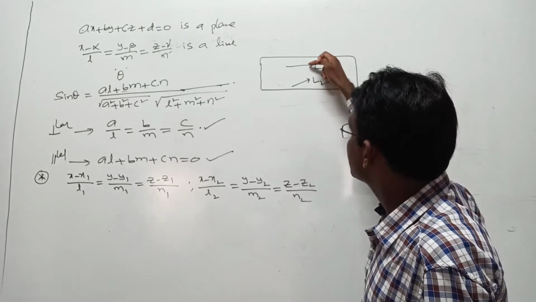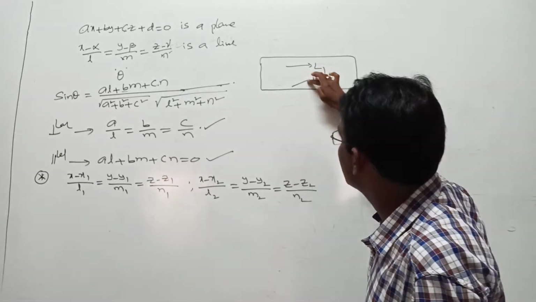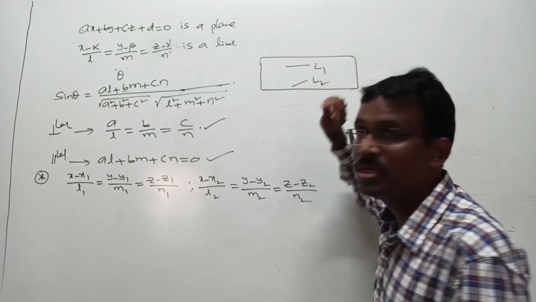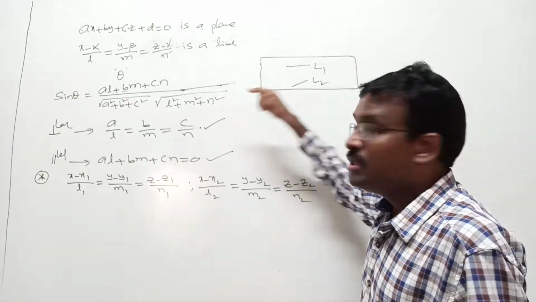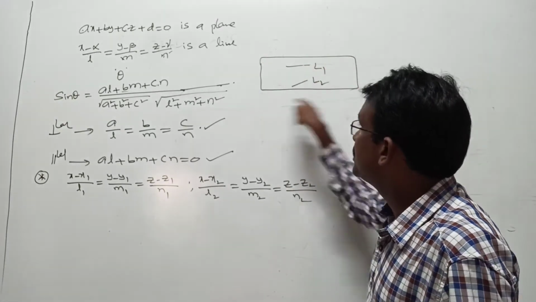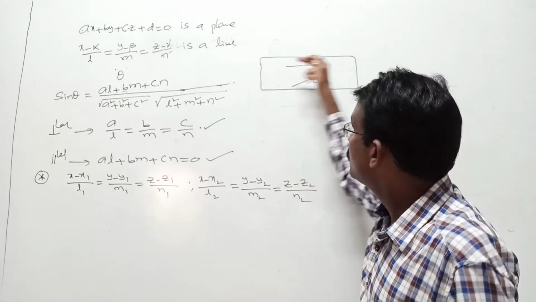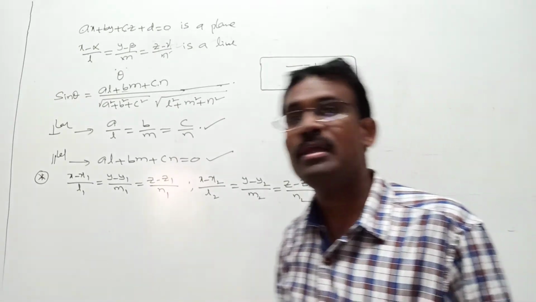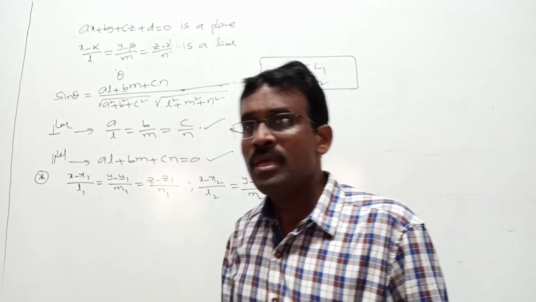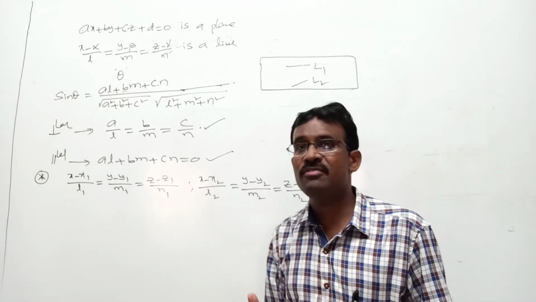I am taking this as the first line, this as the second line. Just keeping arrow marks, but it is not exact. Like this you can keep, and this is a plane. These two lines lie on this single plane. Then you say those two lines are coplanar lines. Right? But what is the mathematical expression for coplanarity?